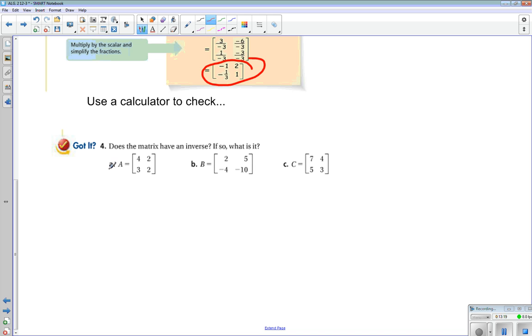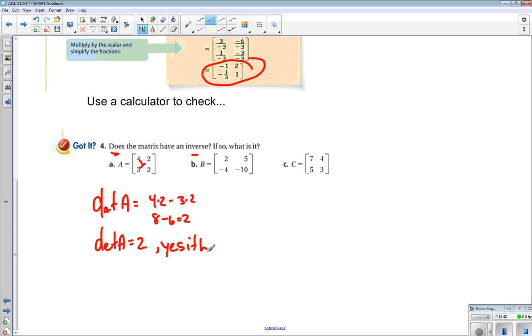Okay, so does the matrix have an inverse? If so, what is it? So the first thing we do is find the determinant of A, and that's 4 times 2 minus 3 times 2, which is 8 minus 6, which is 2. So with the determinant being 2, yes, it has an inverse.